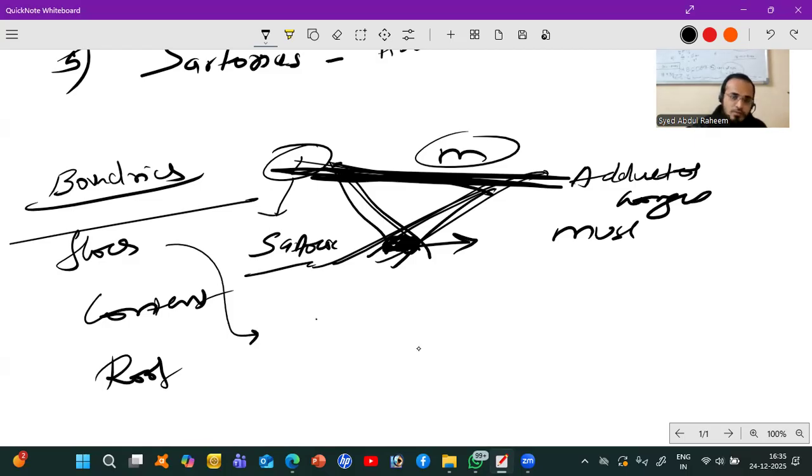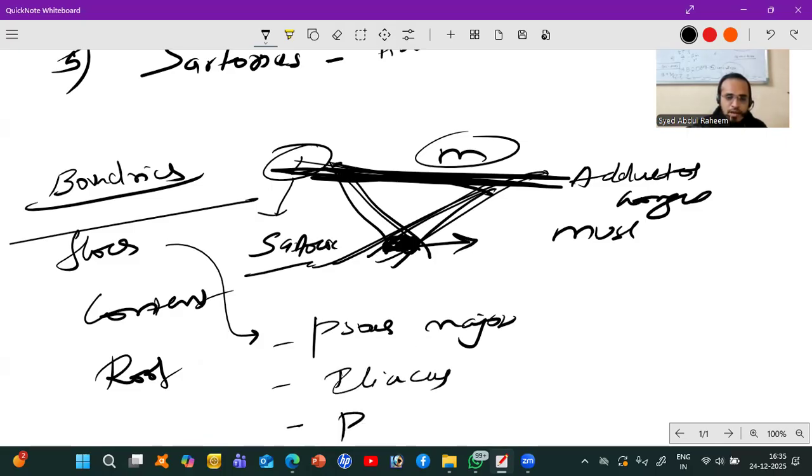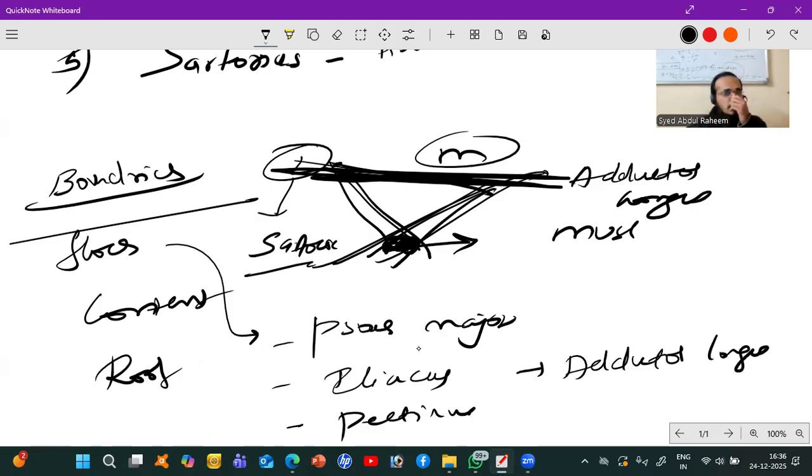Next, floor. On which floor is the femoral triangle situated? First is psoas major. Second is iliacus. Third is pectineus and adductor longus. These are the four important muscles.